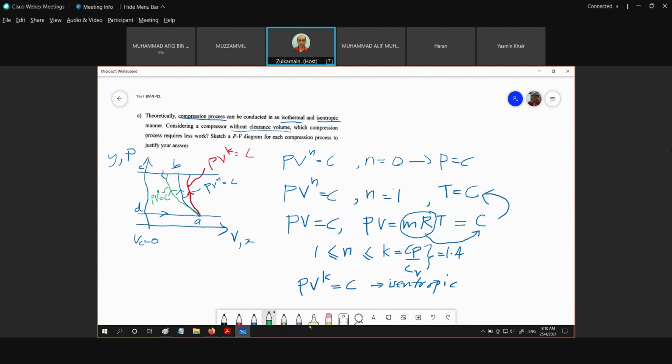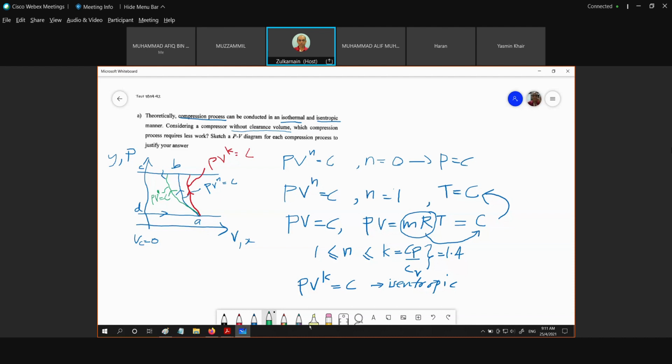Nah, bila saya dah lukiskan dua garisan ini, which one yang akan menghasilkan kerja yang paling rendah? Hijau ke, biru ke, merah? Hijau. Yes, hijau. Hijau ni represent apa? Isothermal. Jadi jawapan ni sepatutnya ialah isothermal yang akan memerlukan less work. Okay, why? Kenapa? Dia tanya kenapa? Which one? Dia kata, and then dia kata justify your answer.